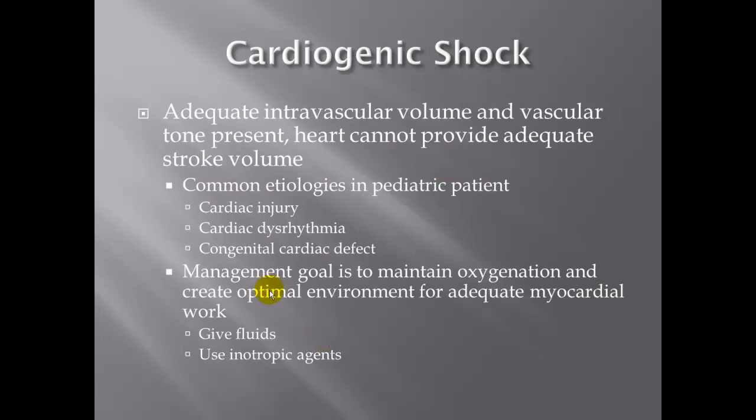Cardiogenic shock. Adequate intravascular volume and vascular tone is present. The heart cannot provide adequate stroke volume. Common etiologies in the pediatric patient are cardiac injury, cardiac dysrhythmia, or congenital cardiac defect. Management goal is to maintain oxygenation and create an optimal work environment for adequate myocardial work. Give fluids and use inotropic agents. The inotropic agents are going to increase heart rate and contractile force strength. Remember, this part of the equation, even though we are increasing it through pharmacological agents, may not be as forthcoming as it should be in the adult.